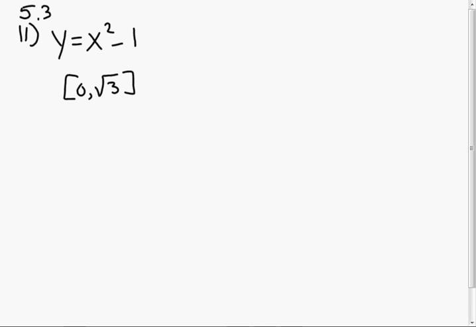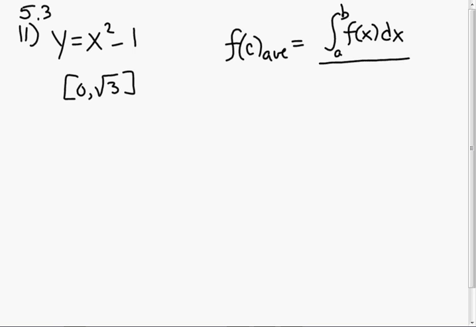I want the average value of the function on the interval. And where does it assume the average value? Do you remember the formula? f of c average: I'm going to add up all the y values, integral of f of x dx from a to b. That adds up all the y values, but I want the average. Remember how we average? We divide by how many values we have. So in terms of calculus, this will be divided by b minus a, the width of the interval. I can show you again why it is what it is, but right now you just need to know this.